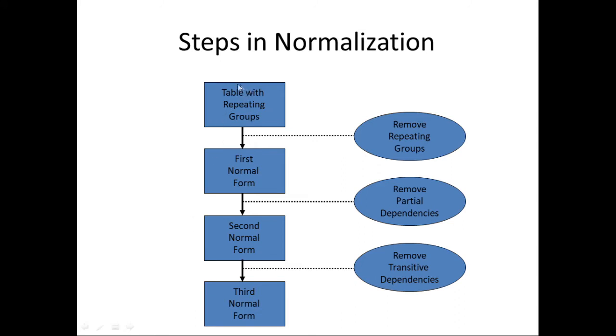First, we have here a table with repeating groups. Then what do we do? We remove repeating groups. If we do that, or separate the repeating groups maybe into another table, then we have the first normal form. When you are at the first normal form and you remove partial dependencies, then you achieve the second normal form. And at second normal form, when you remove transitive dependencies, you are now at the third normal form.